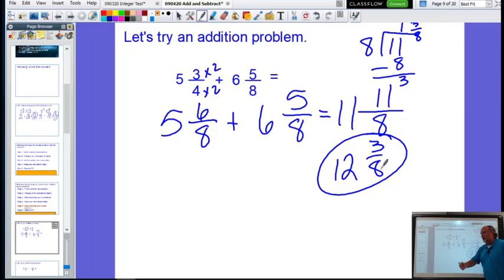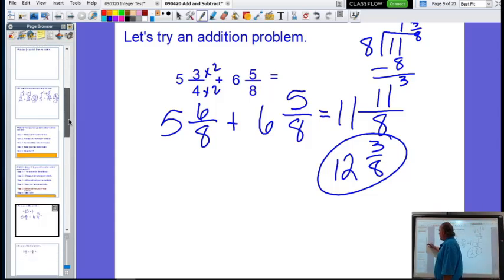And then we ask ourselves one last question. Can I simplify the 3 and the 8? Because what if that 3 ended up being a 4? Well, then the 4 and the 8, they have something in common, and you still may have to simplify a little further. So those are the steps to adding mixed numbers.